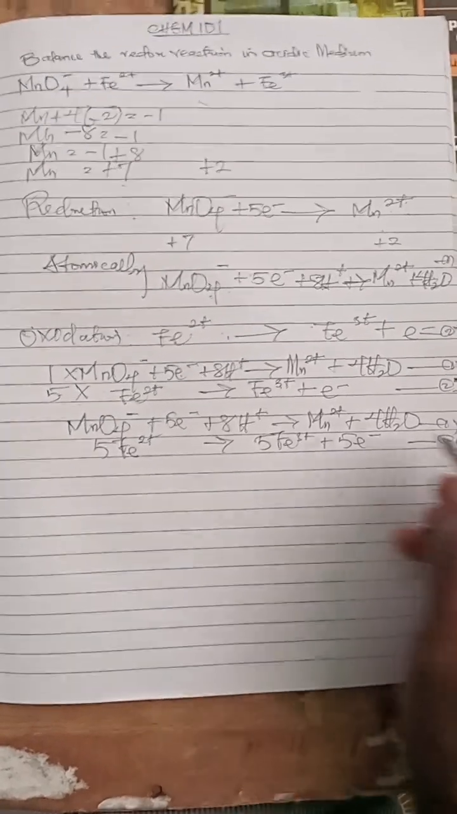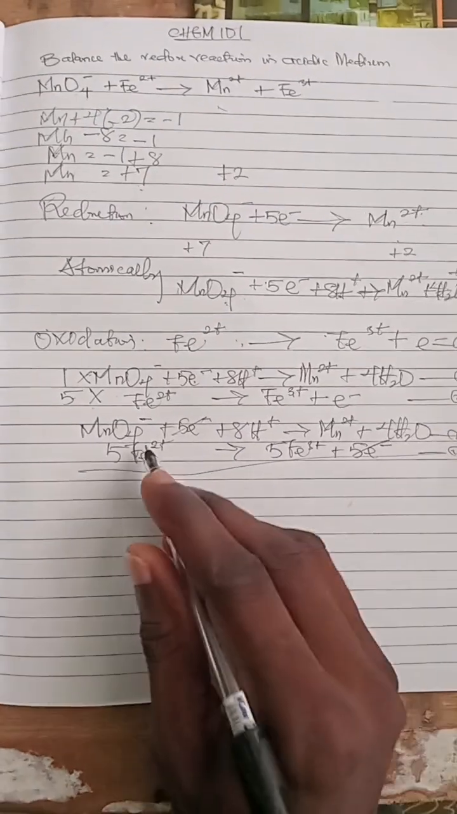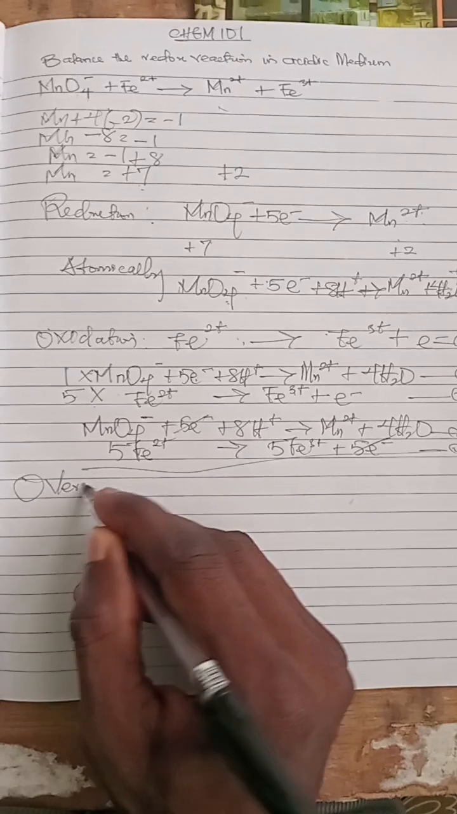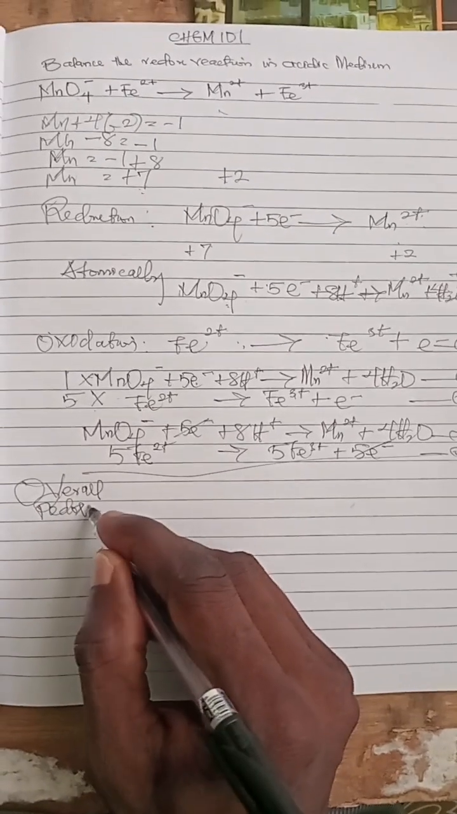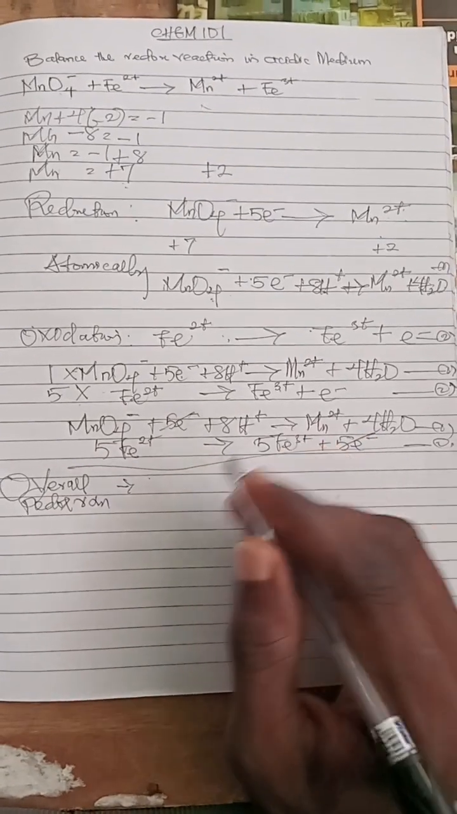So the number of electrons will cancel out each other in both equations. So which means the overall redox reaction will now be, and let's wait for that overall redox reaction.